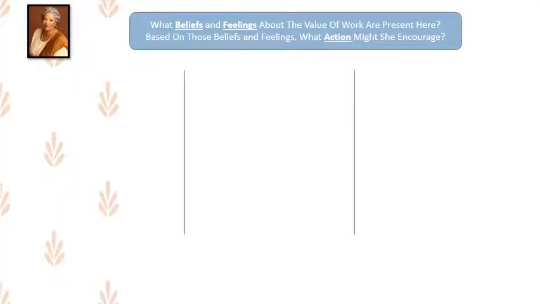So let's do this with a piece of writing now. We should be able to pick out when a writer is referencing their beliefs or their feelings. And then we should also be able to figure out what actions they're doing. So we're going to read this story by, shoot, I forgot the author's name. It's escaping me right now. But we're going to read this story, and I'll clarify the author's name in just a second because it's fallen out of my head. But we're going to be looking for what beliefs and feelings about the value of work are present in her writing, and then based on those beliefs and feelings, what actions she might encourage.